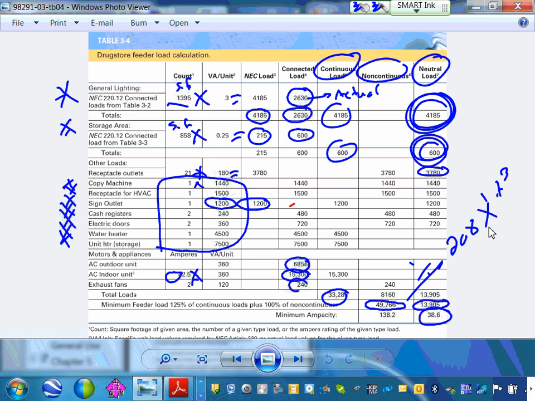Now, what's the service size for this building? If it's 138, what's the next standard overcurrent device? 240.4.6. The standard overcurrent protection device. So take this number and go find yourself an overcurrent device. 138. 150. Yeah. Now they might size it for 200. Will it be wrong? Remember, it's the minimum. That's it, gentlemen. That's the load calculation for this.